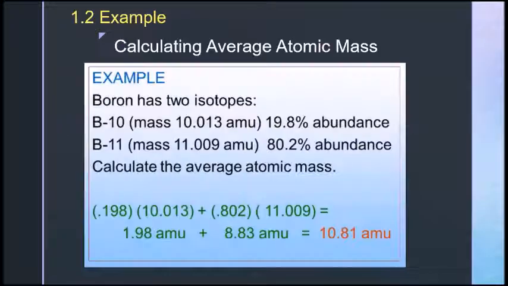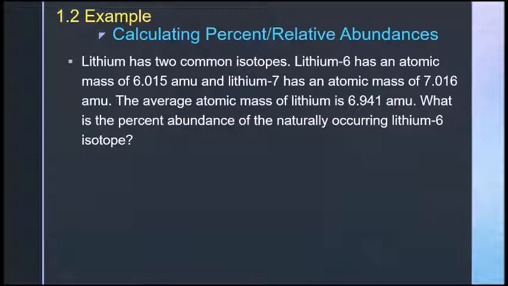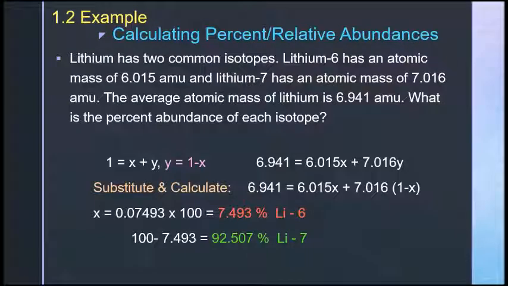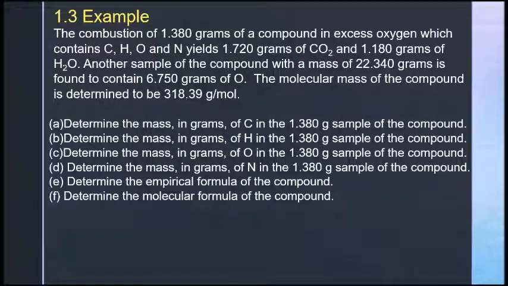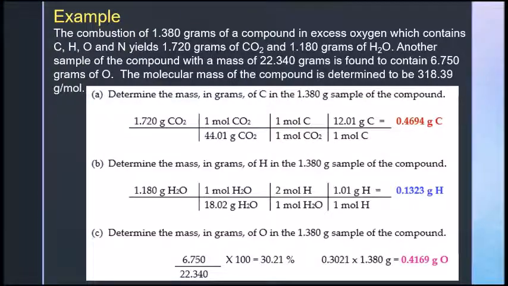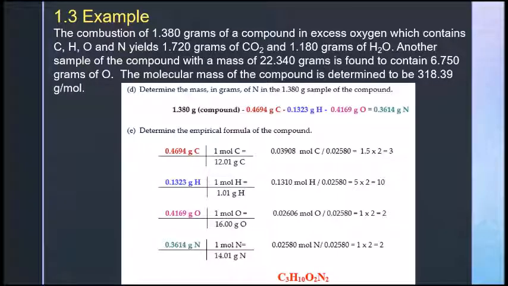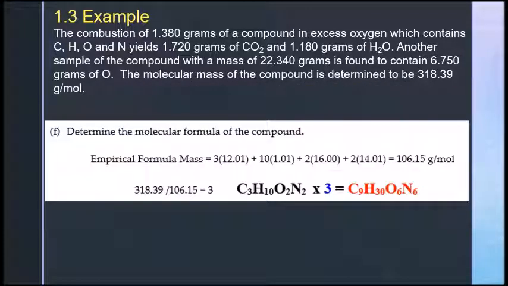How do you calculate it? Here's an example problem. Here, how do you calculate relative abundances? Here's an example problem. And then it goes on to 1.3, talks about what you need to know here. Basically, these are the empirical and molecular formula combustion analysis problems. Gives you an example of what you would need to do. Here is one example, gives you the solutions. You can check your answers as you're working on it as you go.